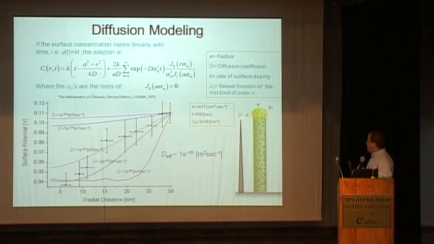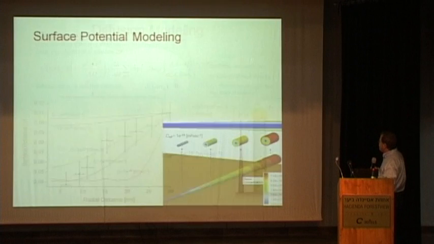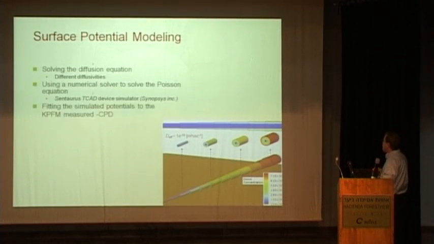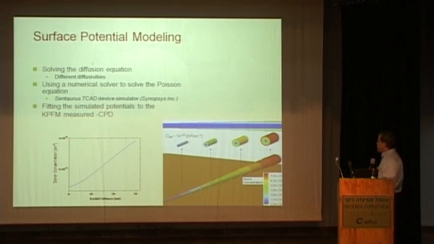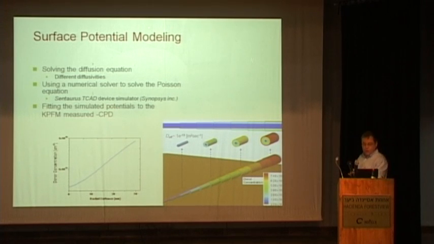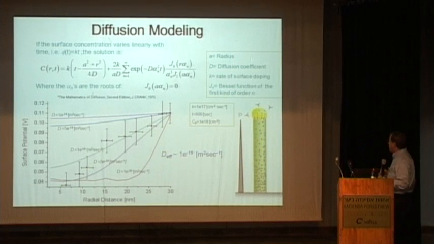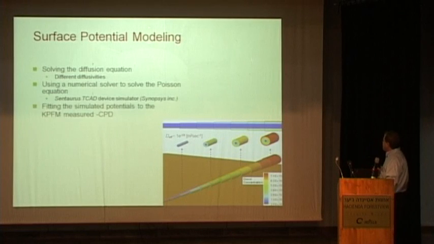Now, how do we calculate the surface potential? I will not elaborate on it. We're solving the three-dimensional Poisson equation, and what we get is this donor concentration. We plug this donor concentration back into the diffusion equation, and get back this profile. This is how we do it.